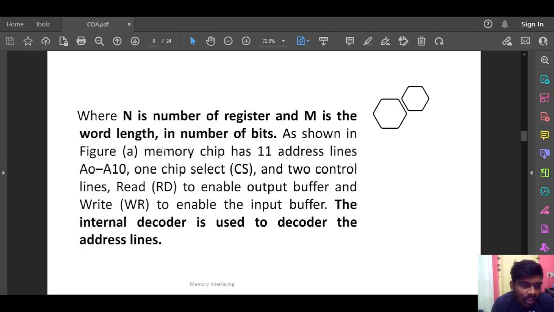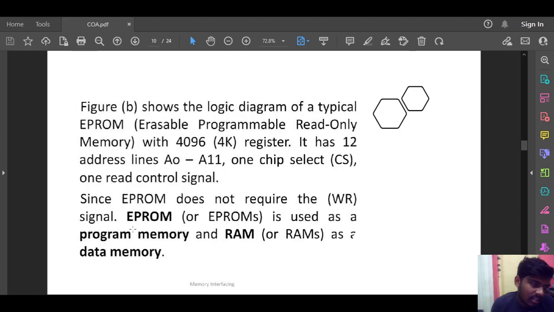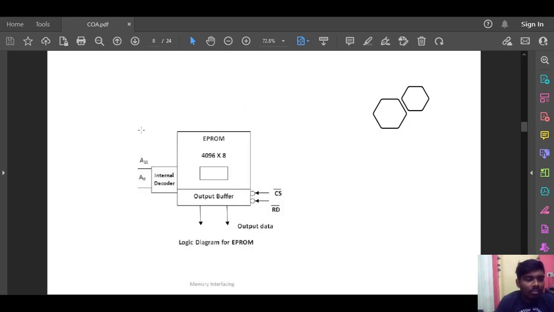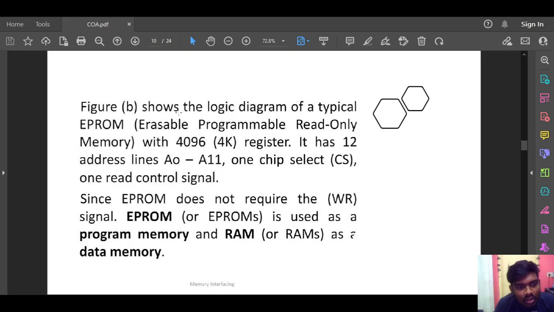As shown in figure A, the memory chip has 11 address lines, A0 to A10, one chip select, and two control lines: read, to enable the output buffer, and write, to enable the input buffer. The internal decoder is used to decode the address lines. And figure B shows the logic diagram of a typical EPROM, erasable programmable read-only memory, with 4K registers.